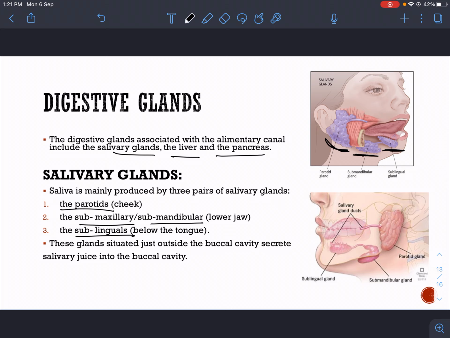These three glands together form saliva and secrete it into the buccal cavity. They are not present in the buccal cavity, they are present outside it, and they secrete the saliva into the buccal cavity. There are a total of 6 salivary glands, that is, 3 pairs.